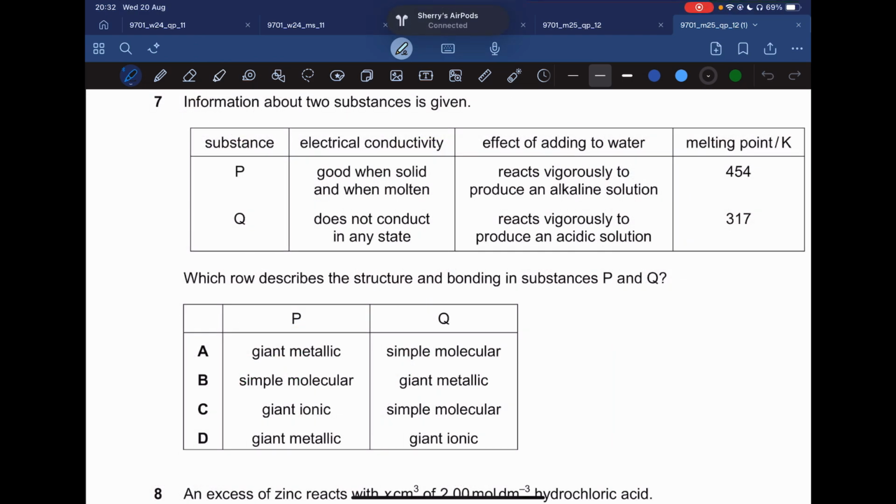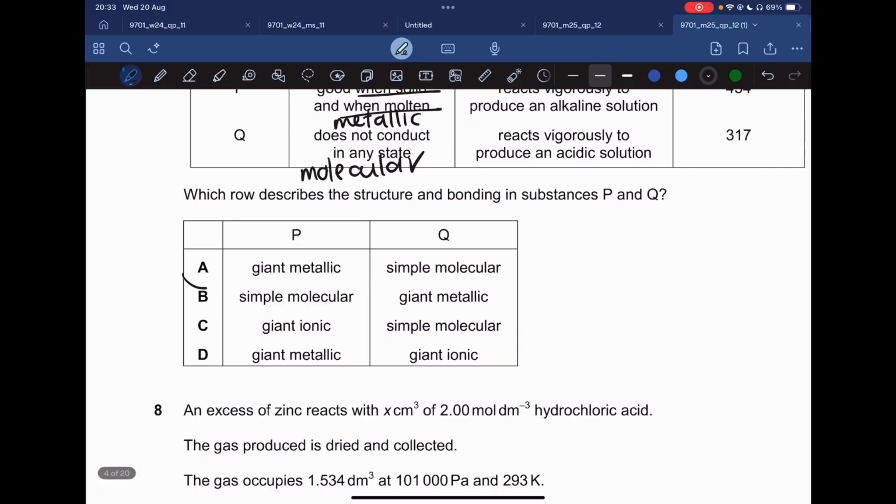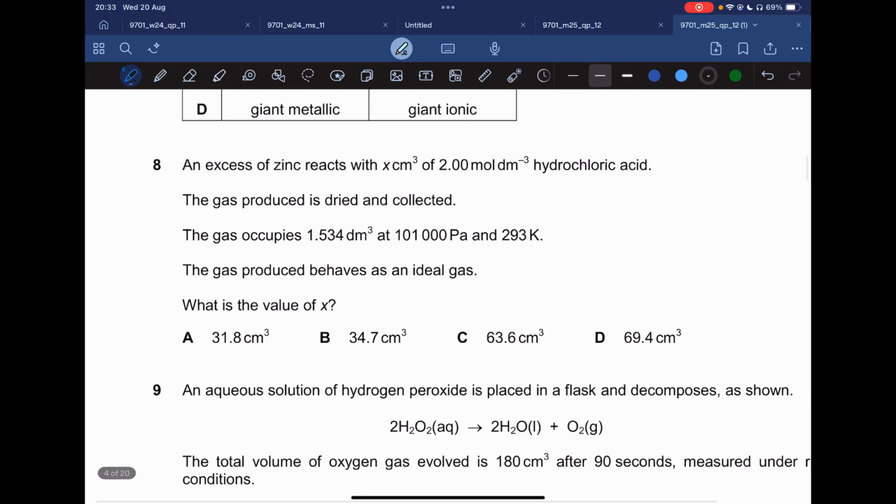Okay. With question 7, there isn't actually much to it. They gave you all this information, and you just need to recognize that in reality, this is all that matters, the electrical conductivity, right? Good when solid and when molten. Okay, when solid and when molten, we're looking at metallic. Doesn't conduct when in any state, so it has to be molecular. So if we just look at those two, it has to be A.